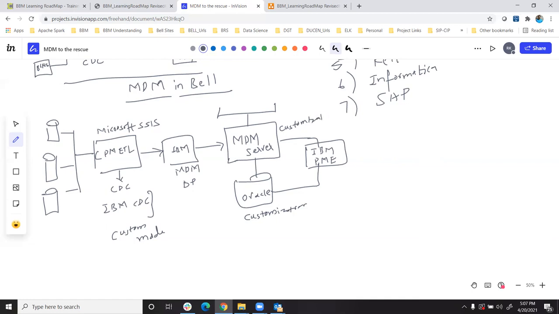But for the customization, the MDM server, we use their own framework. And then IBM PME is used. We're still using it, but the usage is not very heavy. What we did is use machine learning, Python ML, and feed the data back to the system.